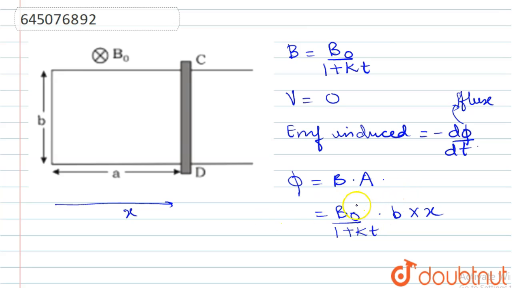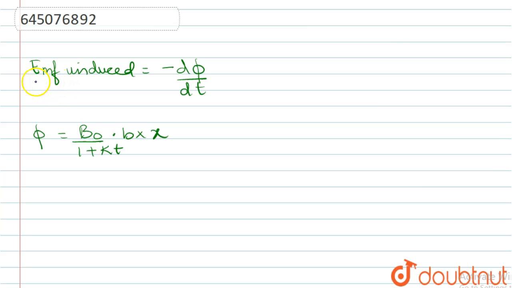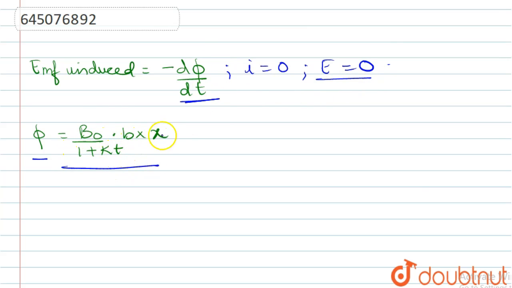Now let us calculate the EMF induced, which is the differentiation of d phi by dt. We know that EMF induced equals minus d phi by dt, and it is already given that the current in the circuit equals 0. That means EMF induced will also be equal to 0, so minus d phi by dt equals 0. If the rate of change of flux equals 0, that means the flux is a constant value, which is B naught upon 1 plus kt into b into x.